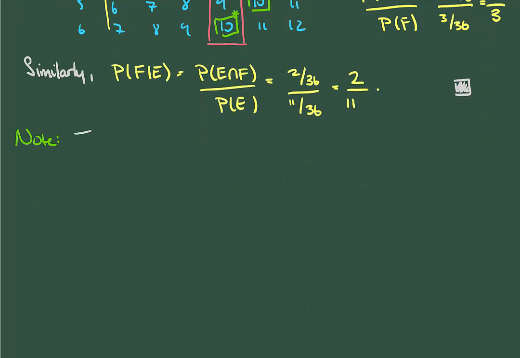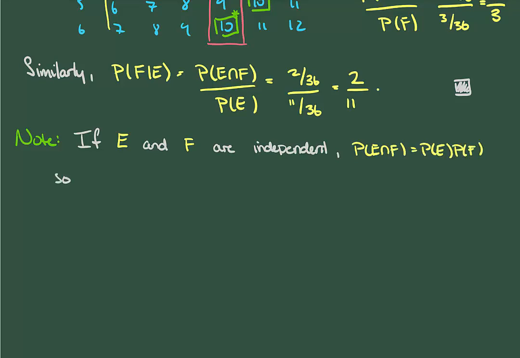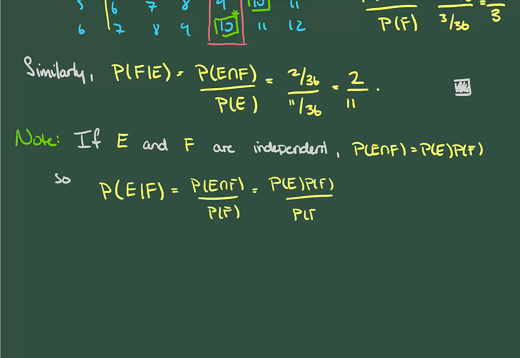Now something special happens when E and F are independent. In that case, we know that the probability of E intersect F is just the probabilities of E and F multiplied together. Putting that into our conditional probability formula causes the probability of F terms to cancel, giving just the probability of E. And yeah, that intuitively makes perfect sense.